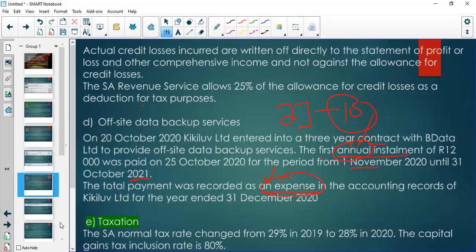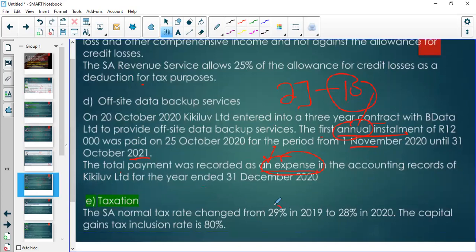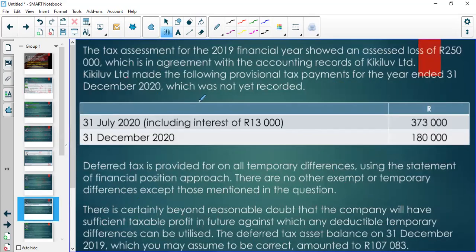So where are we? We are also told that the tax rate changed from 29% to 28%. All right, and the capital gains inclusion rate is 80%. Brilliant. So we are also told that we had an assessed tax loss of 250,000 in the previous year. So an assessed tax loss is when we make a loss, right, instead of making a profit. And then we are allowed to use that loss in the following year to reduce our taxable income. And effectively that means reducing our tax payable on our profits because we made a loss.